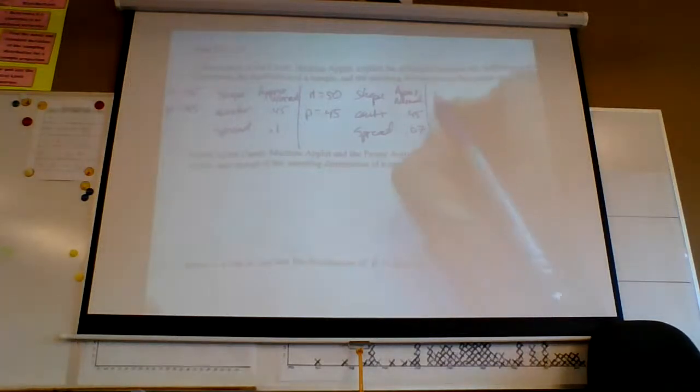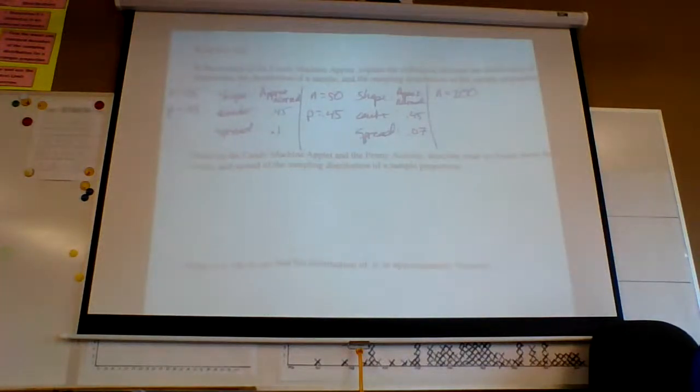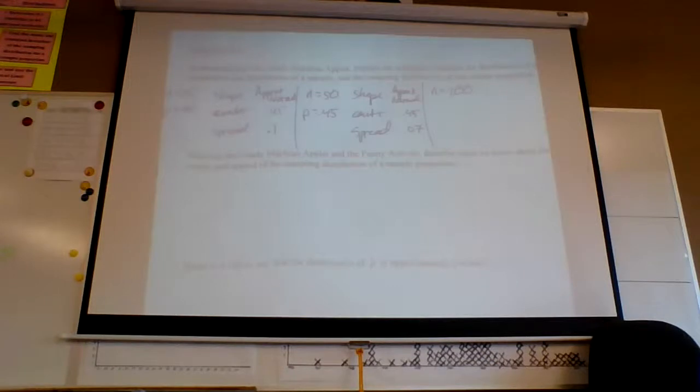Last one we're going to do is change our sample size to 200. Not breaking the 10% rule because I've got infinite Reese's Pieces.